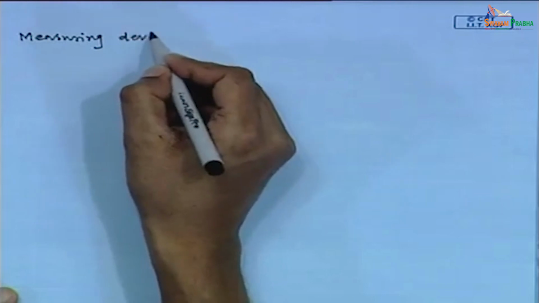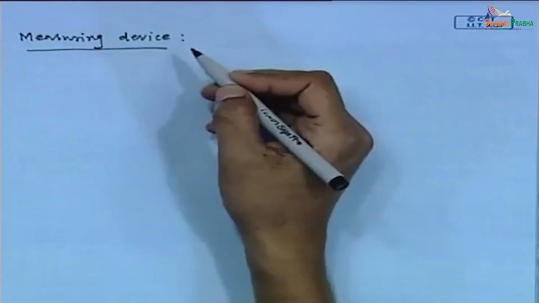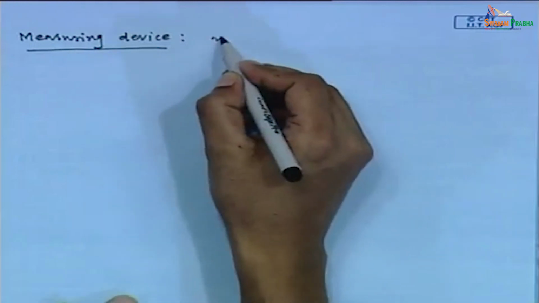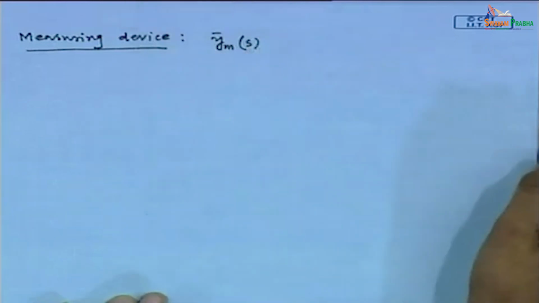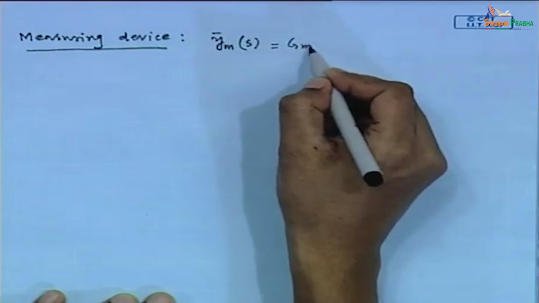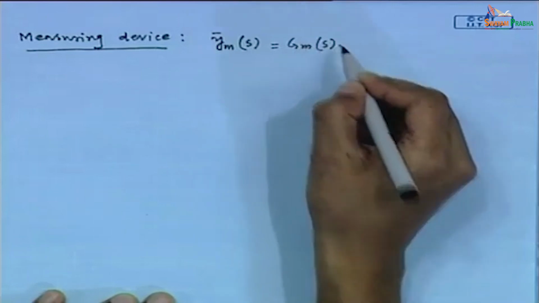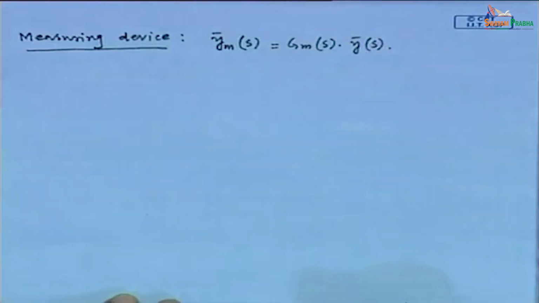Measuring device. Measuring device output is ym. So, in Laplace domain ym bar s equals Gm(s) y bar s. For the measuring device we can write this equation: output equals transfer function multiplied by input.